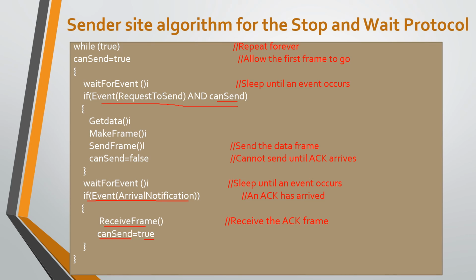So if the canSend flag has the value true and there is a request to send from the network layer of that sender, it gets the data from the network layer, makes a frame from that data, and sends that frame to the receiver. It again sets the canSend flag to false, because if it does not receive any acknowledgement for the previous data, it cannot send the next data. So these are the two events performed by the sender.